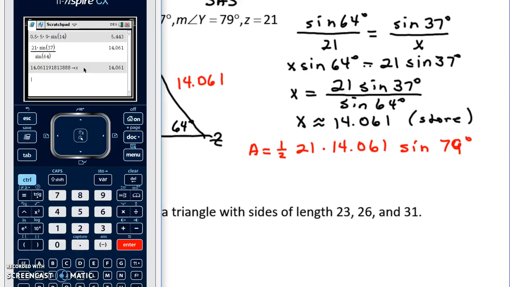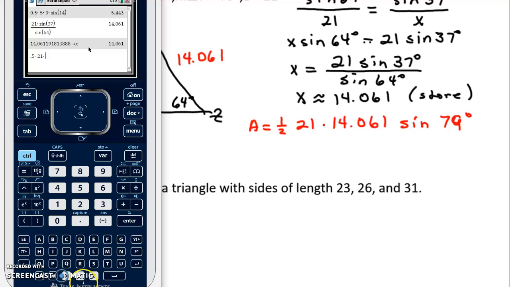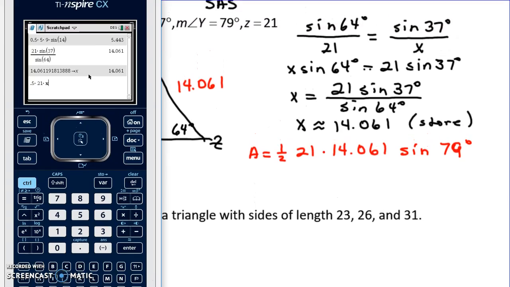And then when we go back to calculate this, we just have to remember to use the stored value for 14.061. So 1/2 times 21 times the stored value that we used, which was x. And that stored value is x, and then times the sine of 79 degrees.